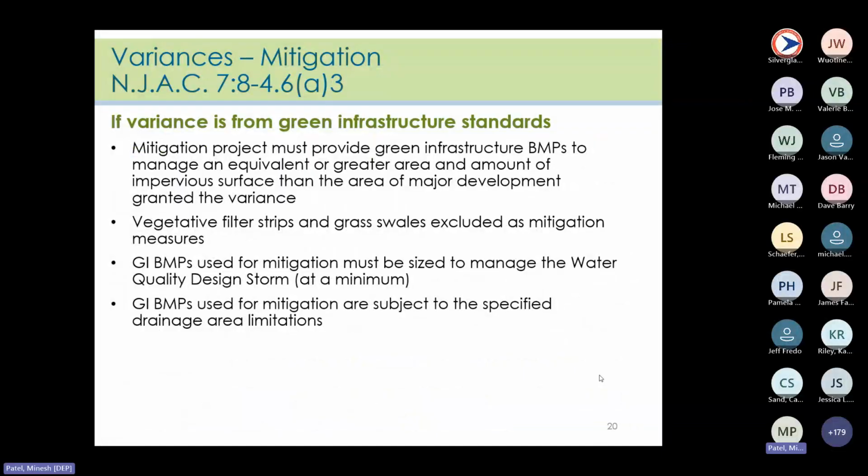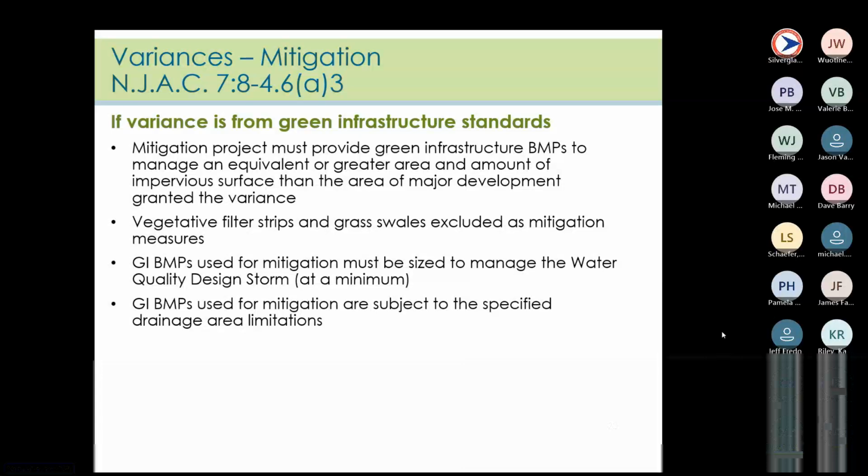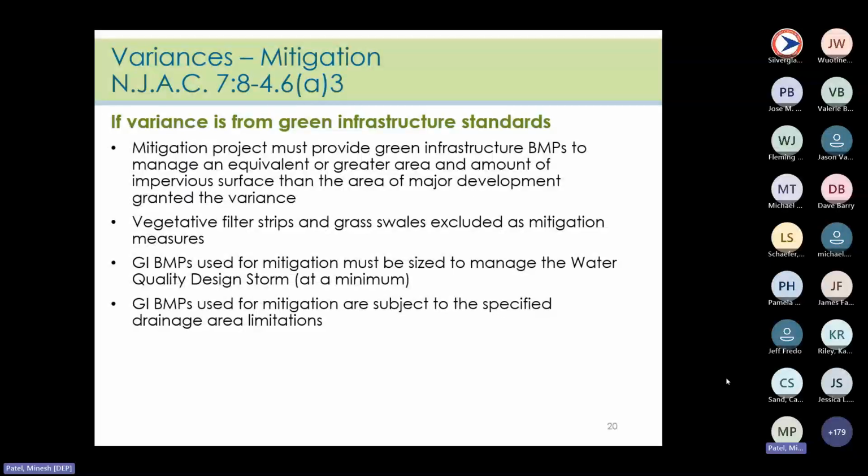Mitigation is required to receive a variance from the green infrastructure standards, but be aware that certain BMPs cannot be used as mitigation measures and that there are minimum sizing and drainage area limitations. Note that vegetative filter strips and grass swales are excluded as mitigation measures, and they don't address quantity control and groundwater recharge. Green infrastructure BMPs that are used for mitigation do need to be sized to manage the water quality design storm at a minimum, and they are subject to the specified drainage area limitations.